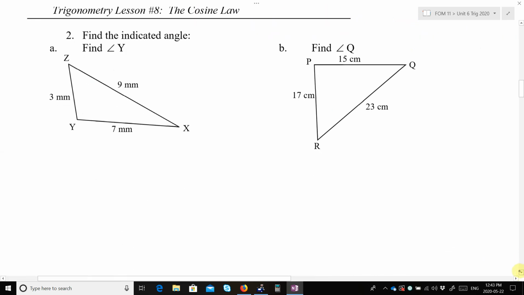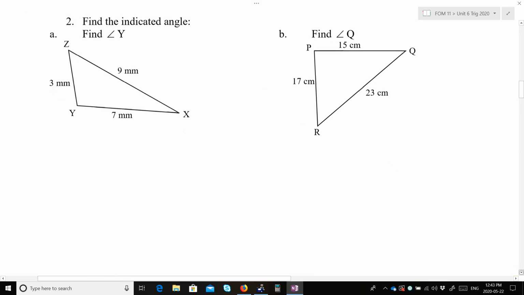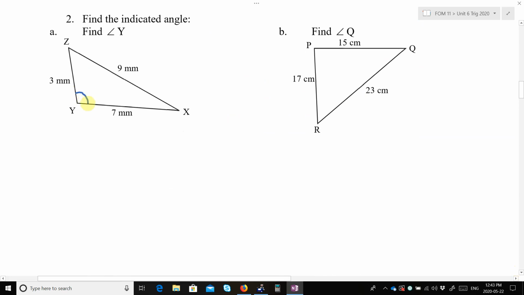In number 2, they want us to find the indicated angle, so we're finding an angle. They want us to get angle Y, and so we label that one A, which means this is little a, and then B and C don't matter.